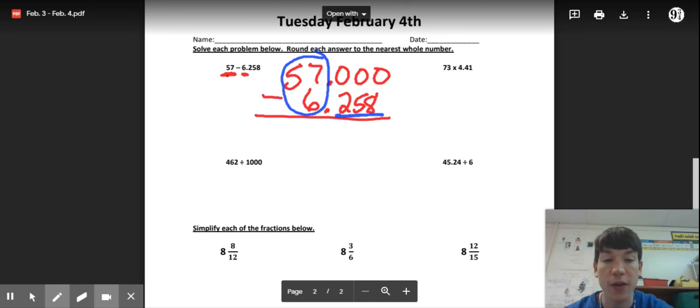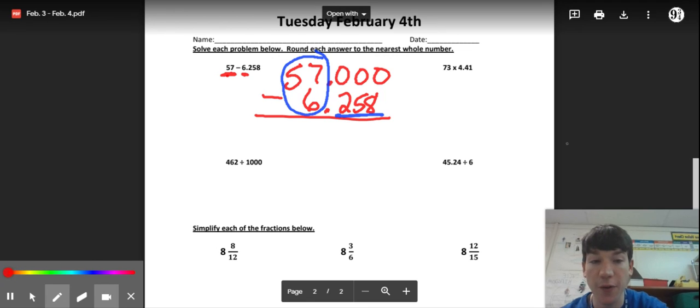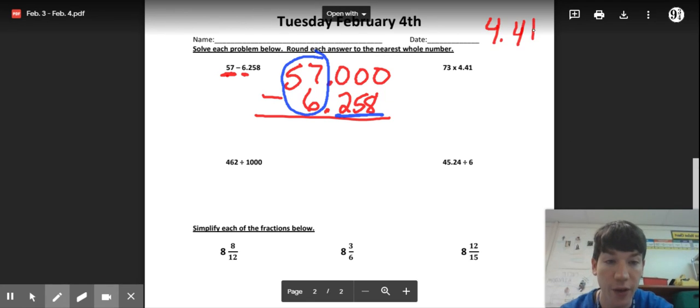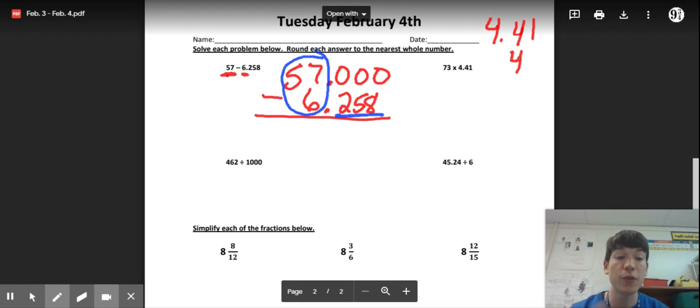All right. On the second question, we have 73 times 4 and 41 hundredths. So the first thing I notice is that 4 and 41 hundredths is close to 4. So I'm thinking of what is 73 times 4. Well, I know two 73s are going to be more than 100, so I'm assuming that four 73s are going to be more than 200. So maybe 200 and something.